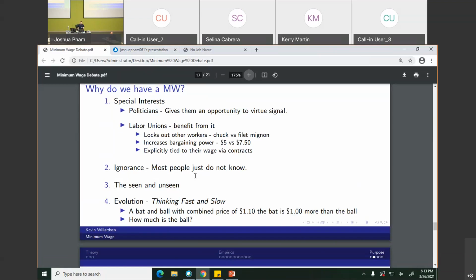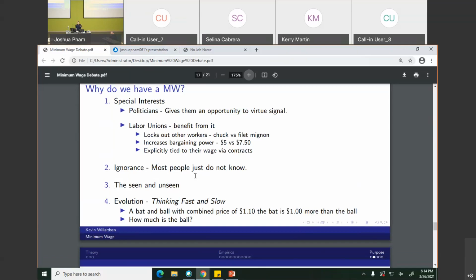And you can see this consistently. Another reason that unions tend to prefer minimum wages is that their wage is directly tied to it in the contract. So the reason I bring this up is, why do we have a minimum wage? If I'm right, if it is so obvious, why does it even exist? There's a couple of different reasons. One, I think it gives politicians the ability to virtue signal and grandstand, that they're trying to help people. We've talked about how other subgroups benefit from it.